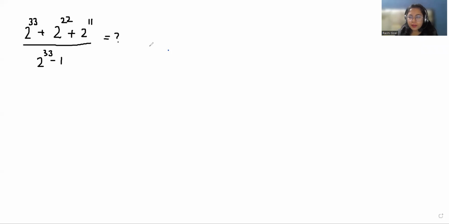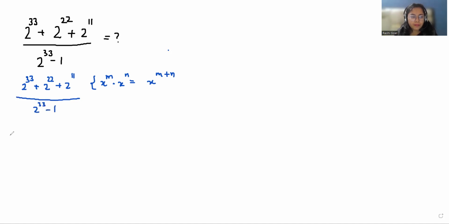So first I am taking the numerator part. So 2^33 + 2^22 + 2^11. Here I am going to use the exponent rule, that is x^n times x^n, we can write it as x^(n+n). Similarly, 2^33, we can break it as 2^11 times 2^22, and 2^22 as 2^11 times 2^11, plus 2^11.